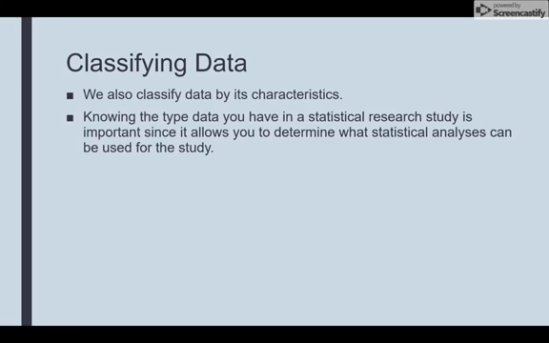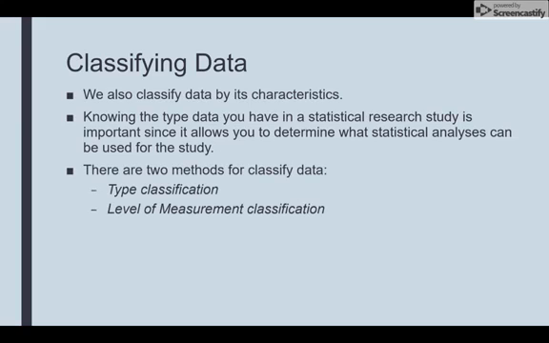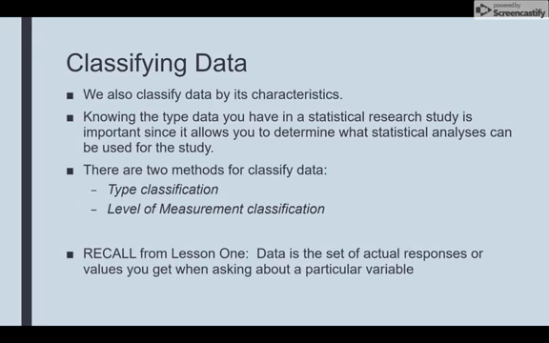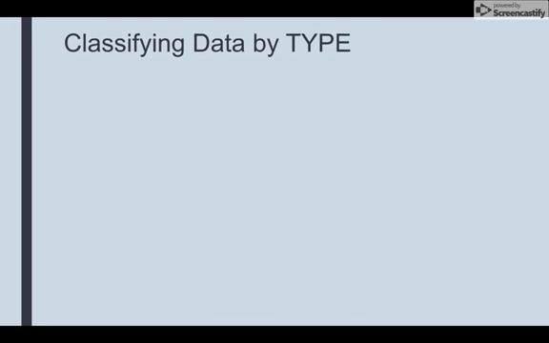And knowing the type of data you have in a statistical research study is important, since it allows you to determine what statistical analyses can and cannot be used for that particular study. There are two methods that we use for classifying data. One is simply type classification, and the other is level of measurement classification. Recall from lesson 1 that data is the actual responses or values you get when you're asking about a particular variable. Let's talk about how to classify data by type first.